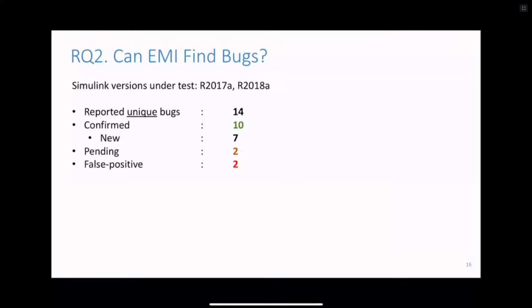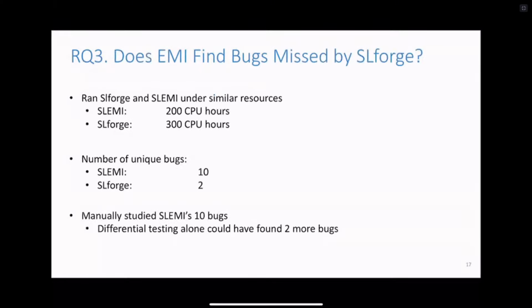So then, did it actually find any bugs? Yes, we have so far reported 14 bugs, and 10 of them were confirmed by the toolchain vendor. And our false positive rate is also low; it's only 2. Lastly, does EMI add more value compared to just vanilla testing by SLForge? To compare this, we gave the two tools similar compute and found that SLEMI has found more bugs than SLForge. That means it can likely find bugs that were initially missed by SLForge.